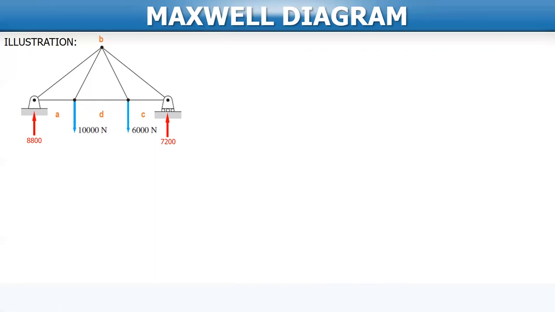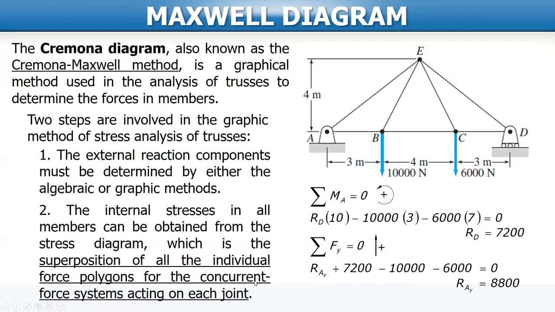And then, okay, triangles, no? You have 1, 2, and 3. Base dere, okay, there's a step to it. The internal stresses in all members can be obtained from the stress diagram or the force polygon. So what we will do is we construct the force polygon for each joint, and then superimpose. We do the superposition. They superimpose the force polygons. And after that, the result is the Cremona diagram or the Maxwell diagram.